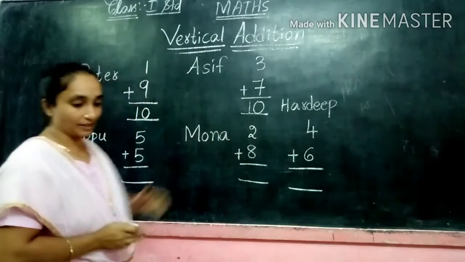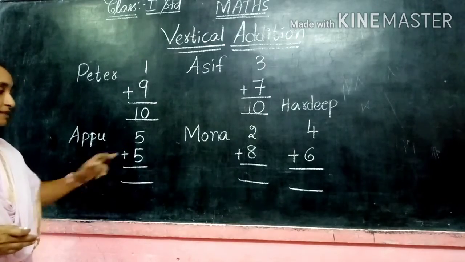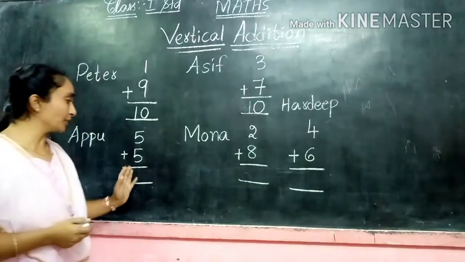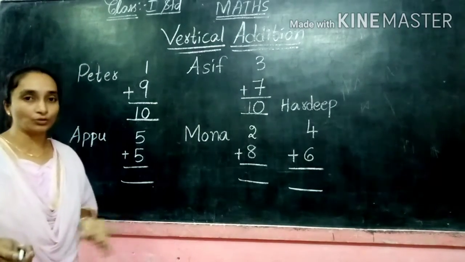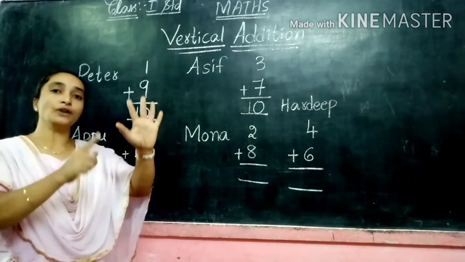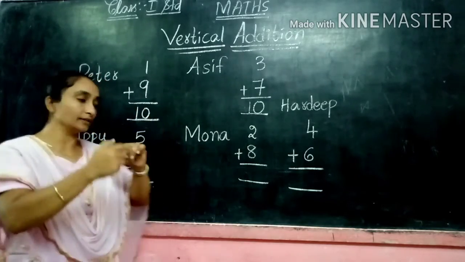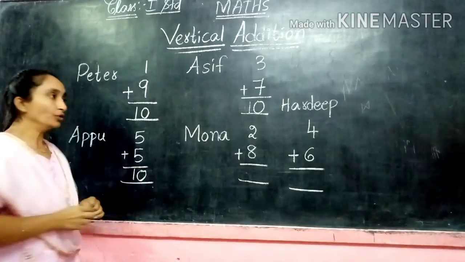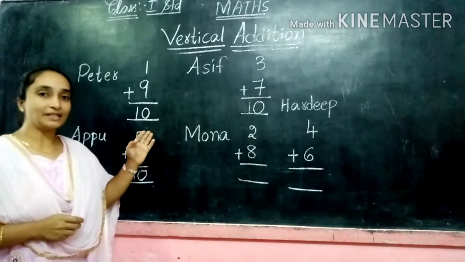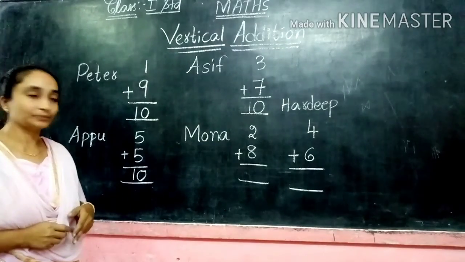3 plus 7, 10. Yes, we have finished. And here, Apu. Apu is having 5 plus 5. 5 and 5. So here we can do the addition, children. Here there is no big number and no small number. Both are the same numbers. So we can take the 5, and the 5 after we have to count. 5 after 6, 7, 8, 9, 10. So here also the answer is 10. So Peter also 10. Asif also 10. Here Apu also 10. Let us see Mona.